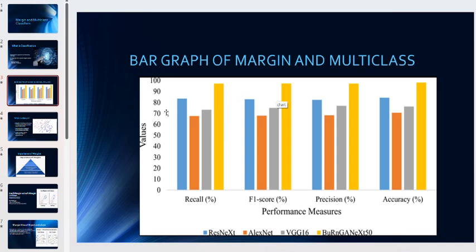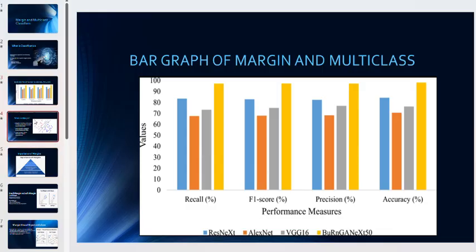This bar graph compares the different classifiers performing the multi-class task. Each bar may represent accuracy or score for a different model. The taller the bar, the better the model is performing.